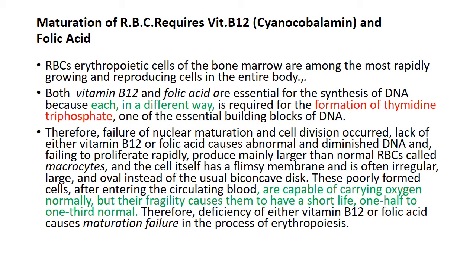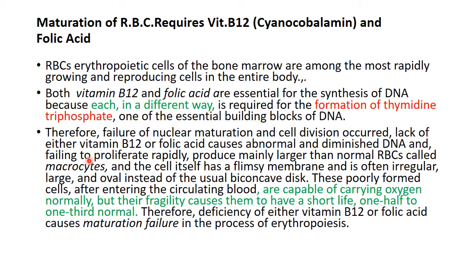Why is it important for the maturation of RBCs? Because B12 is essential for the formation of thymidine triphosphate, which is one of the essential building blocks of DNA. So deficiency of B12 means diminished or abnormal formation of DNA, and failing to proliferate rapidly. This is a very important point, failing to proliferate rapidly.